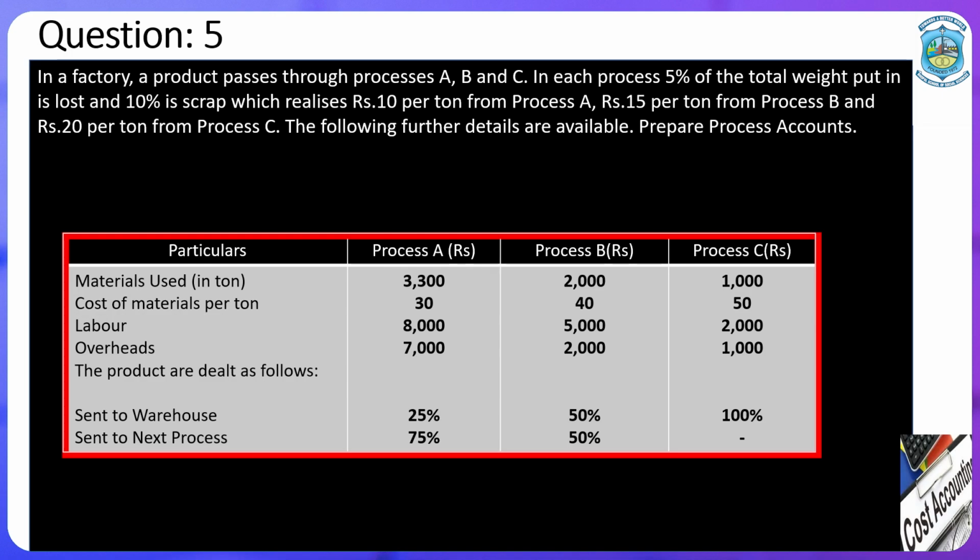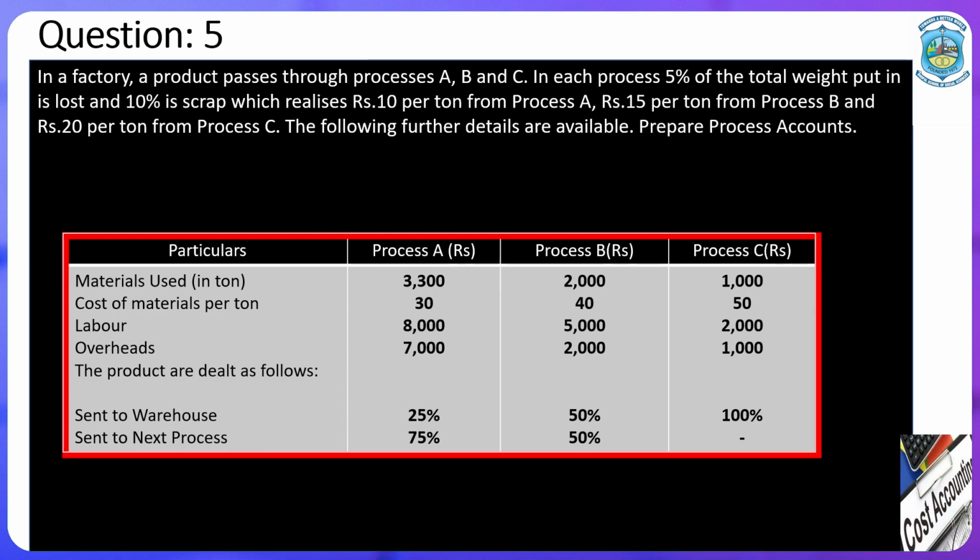Cost of material per ton for process A is 30 rupees, for process B 40 rupees and for process C 50 rupees. Labor is 8,000, 5,000, 2,000 for A, B and C. Overheads are 7,000 for process A, 2,000 for process B and for process C 1,000.